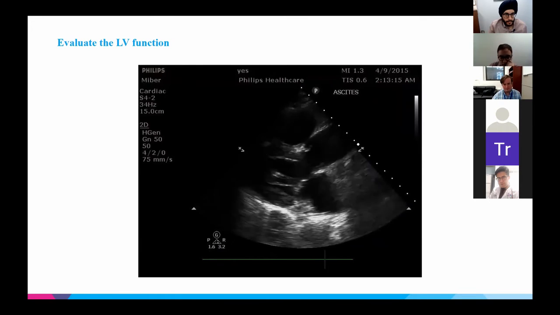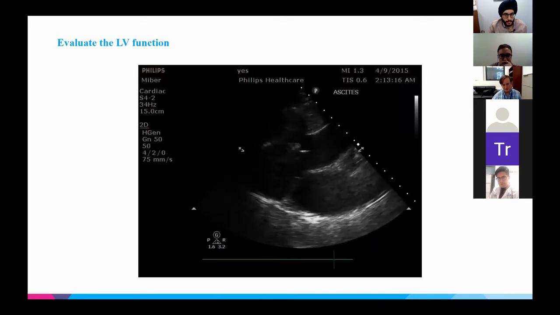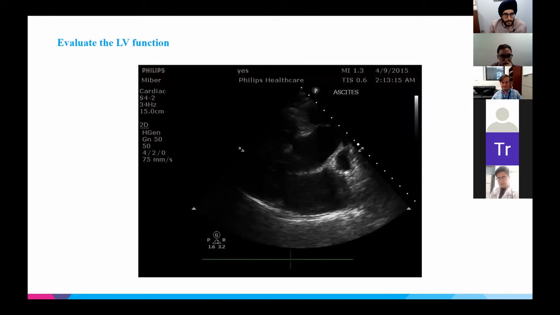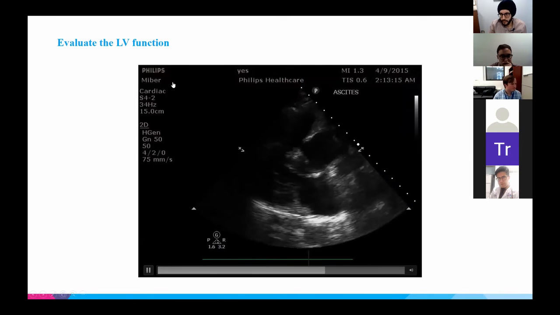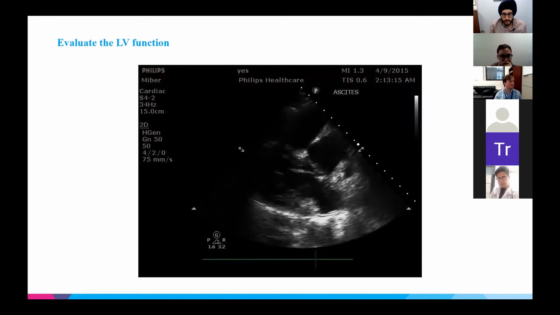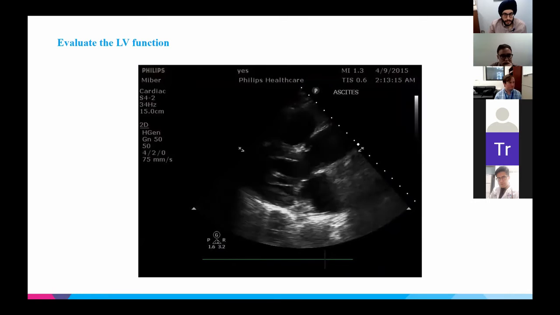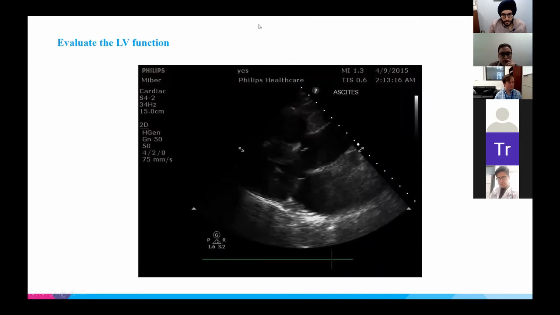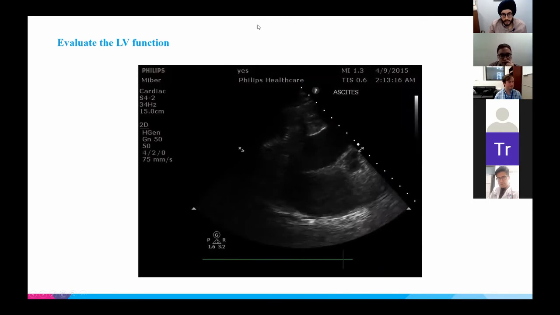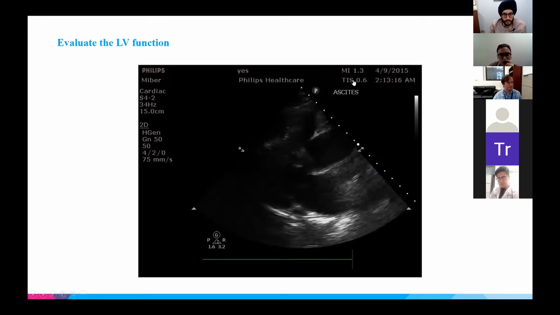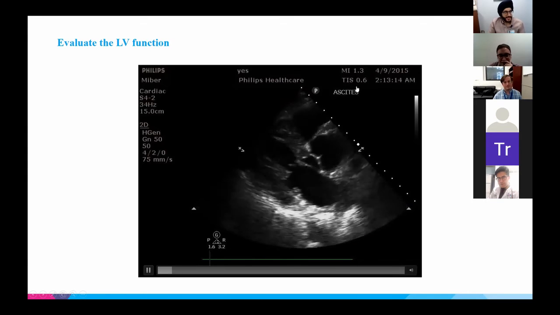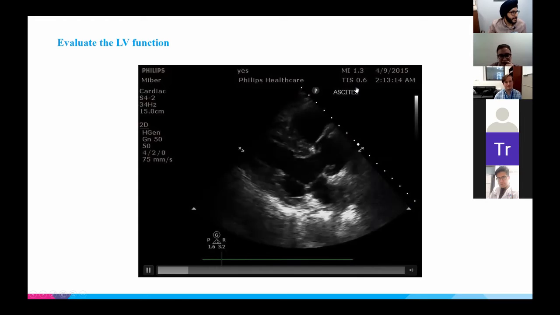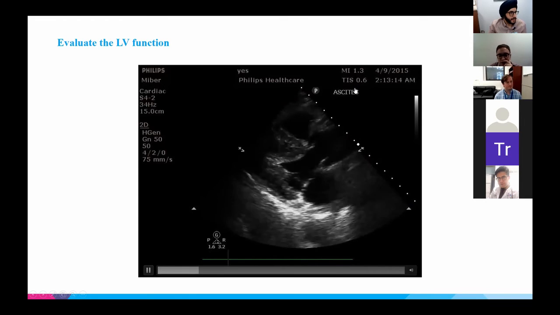All right, and then what type of view do we have here? Yeah, contrary to what this is saying here, we are not in the abdomen. This is another view of the heart. Yep, and I agree, it's the parasternal long axis view.